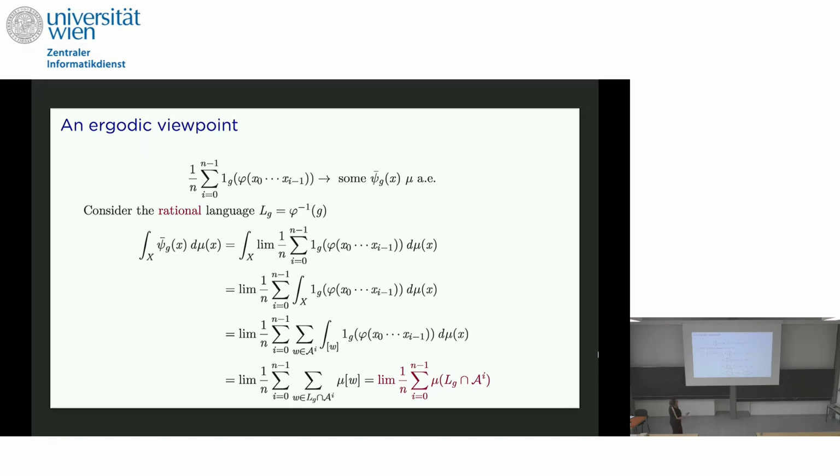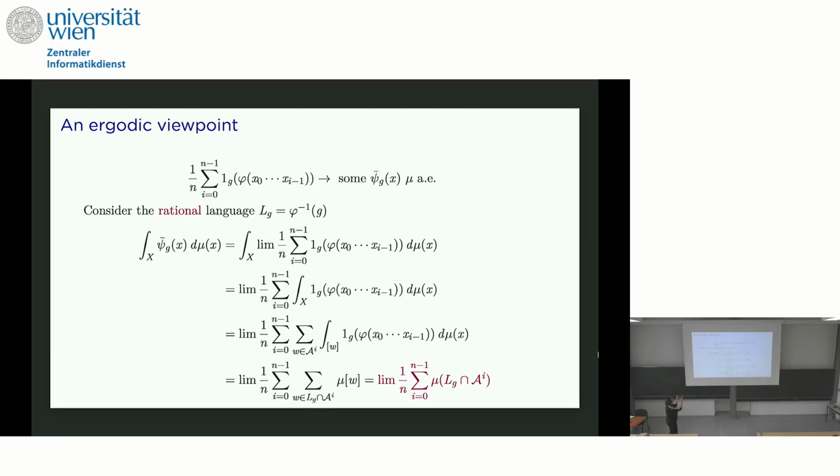And so what I claim here is that this quantity can be reinterpreted as this Cesaro mean of the measure, with respect to my shift, of elements of a given size which belong to some particular language. So I've shifted to a language viewpoint. A language viewpoint could be counting words which have an even number of A's, for instance, typically the example I have here.